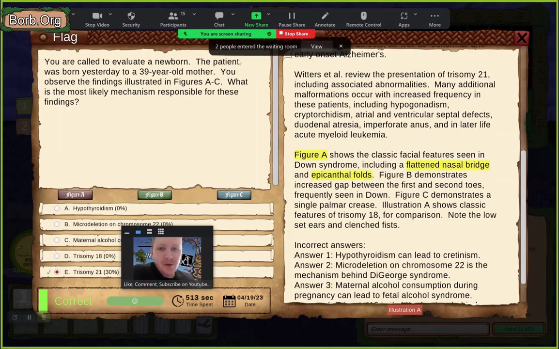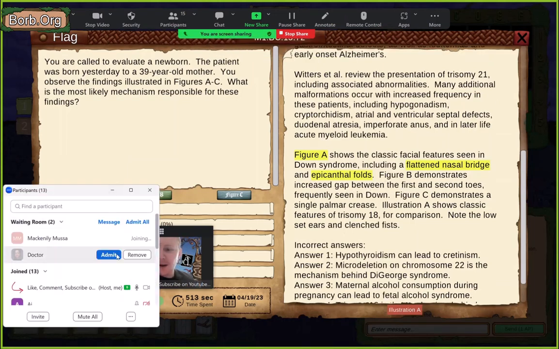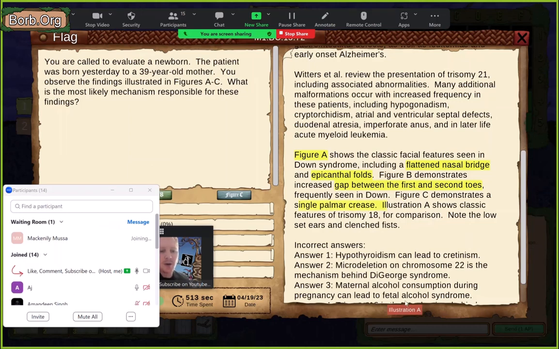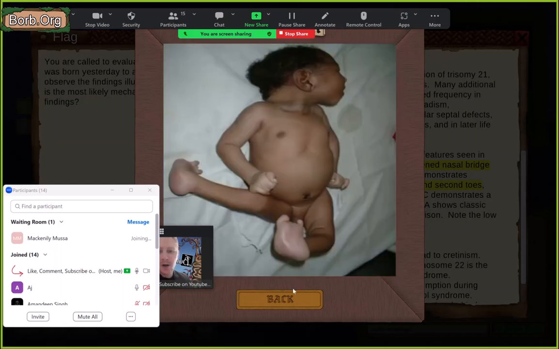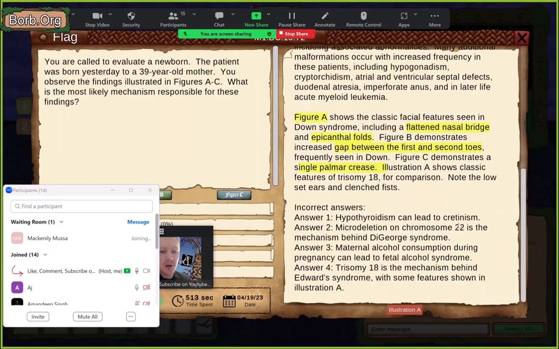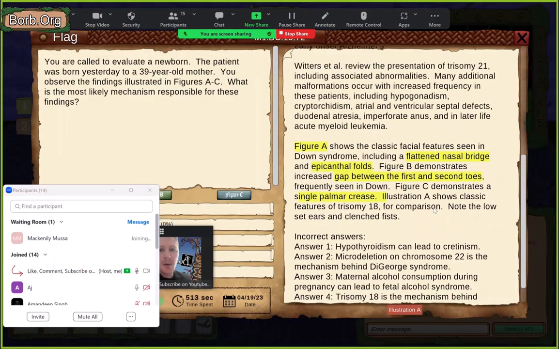Figure B demonstrates increased gap between the first and second toes. You're absolutely right on that. And then the single palmar crease. I hope I didn't labor that point too much. I just think of the abnormalities that you can have, trisomy 21 is certainly going to be a very high yield thing to understand a lot about.